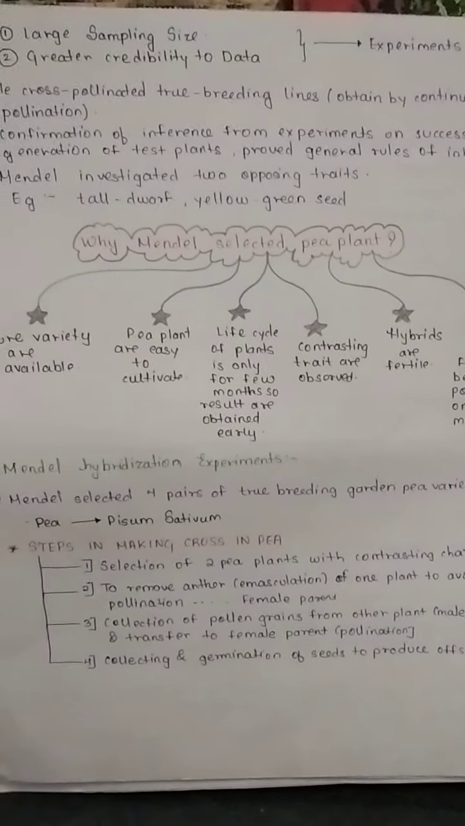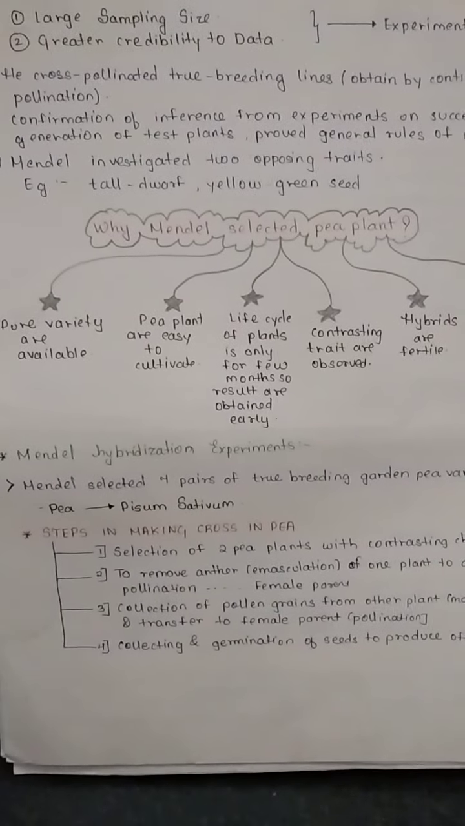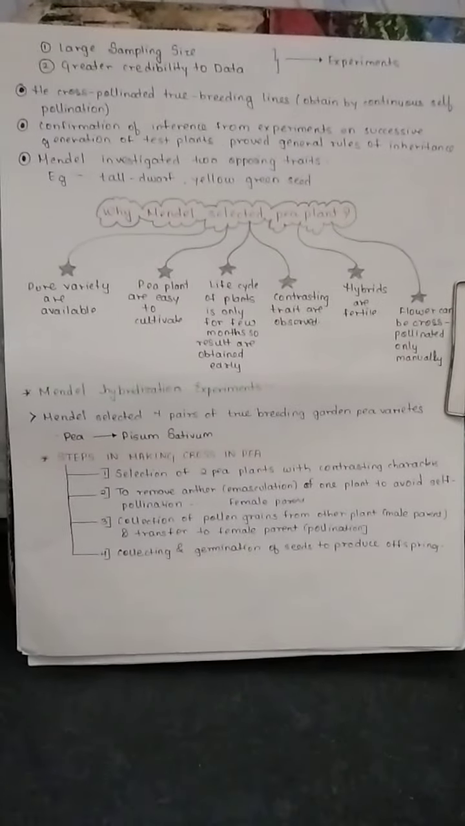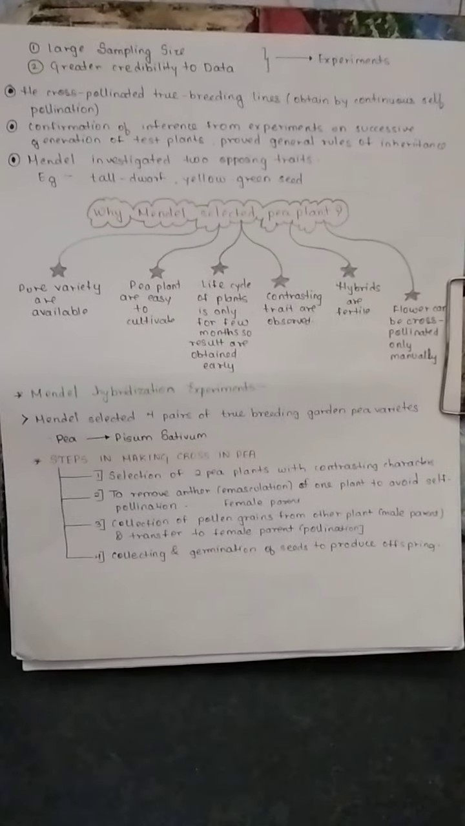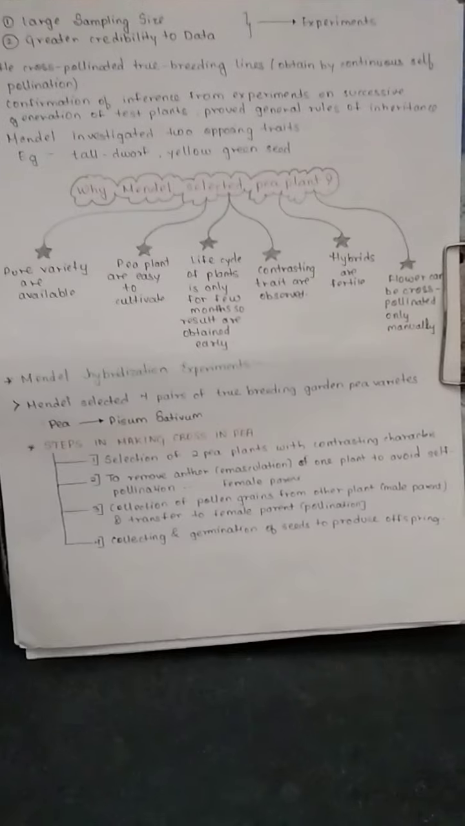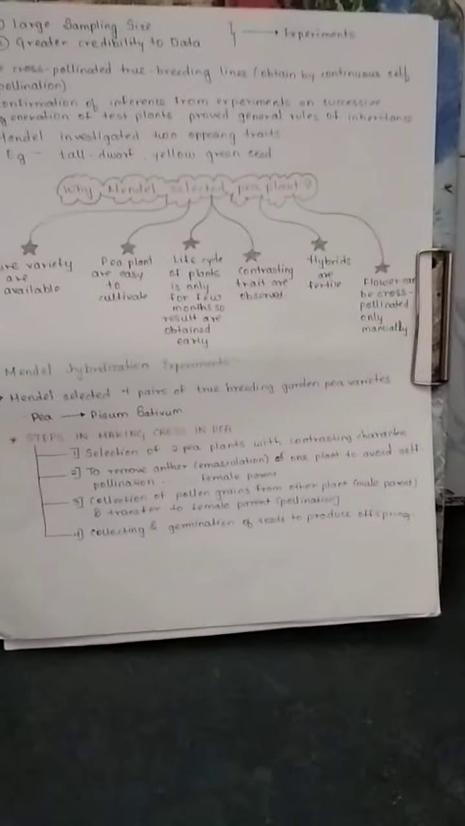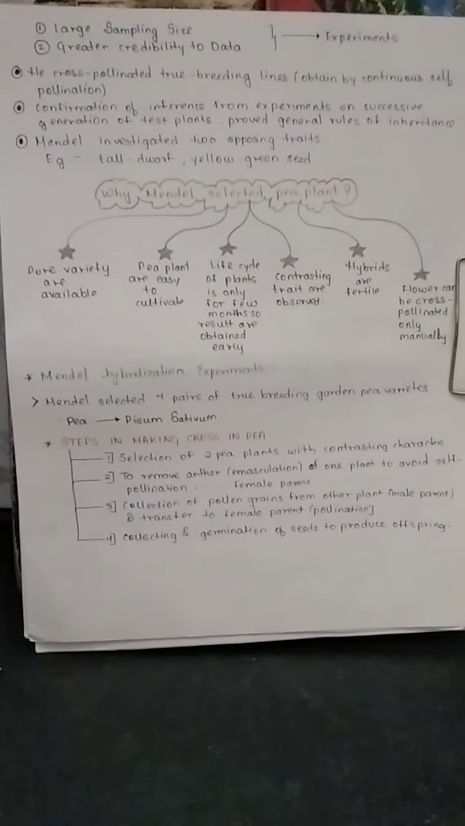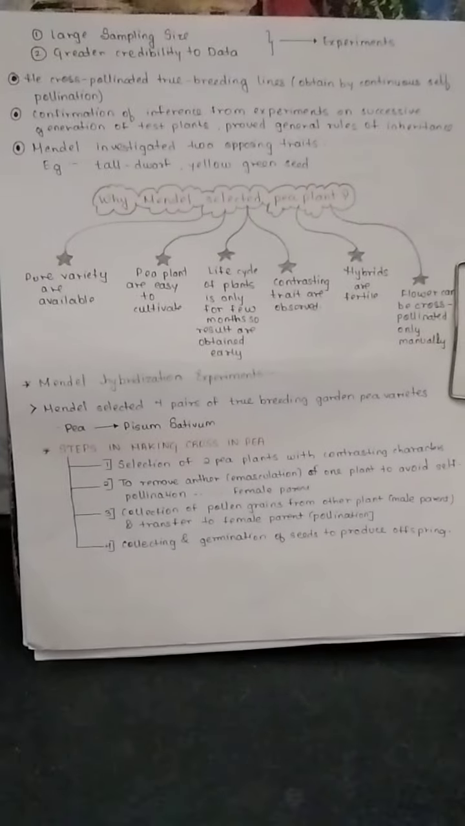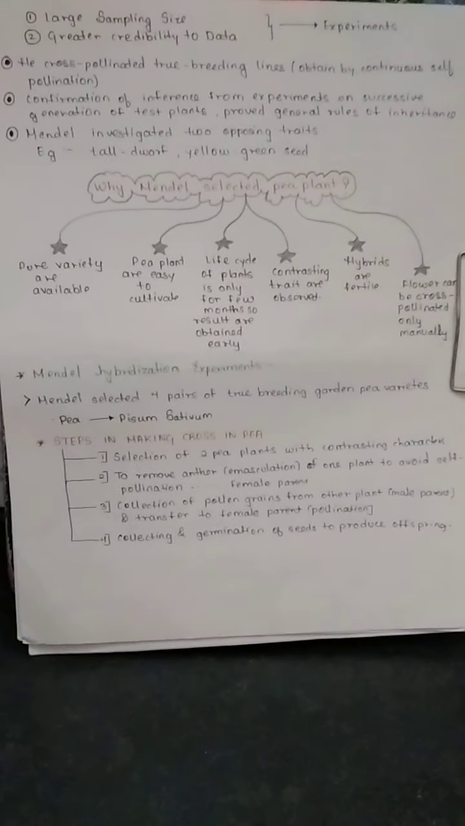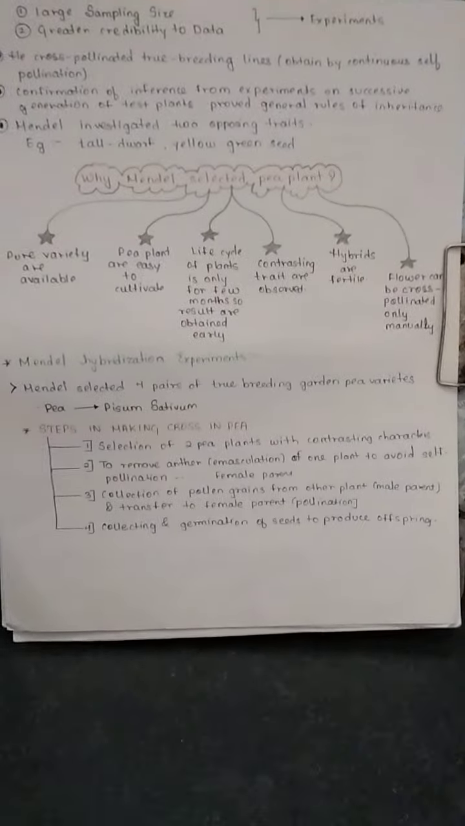His experiments had a large sampling size and gave greater credibility to data. He cross-pollinated true breeding lines obtained by continuous self-pollination. Now, what is a true breeding line? It is just like the homozygous condition, and shows stable trait inheritance which is obtained by continuous self-pollination.